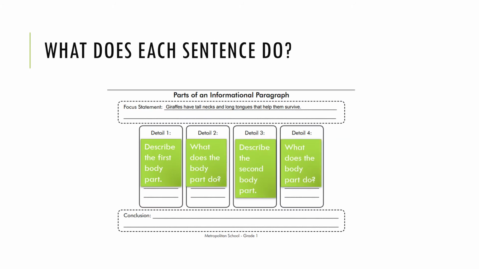Now, what does each sentence do? The focus statement tells us the main idea. The first detail describes the first part of the animal's body. The second detail says what that body part does. The third detail describes the second body part. The fourth detail says what that body part does.